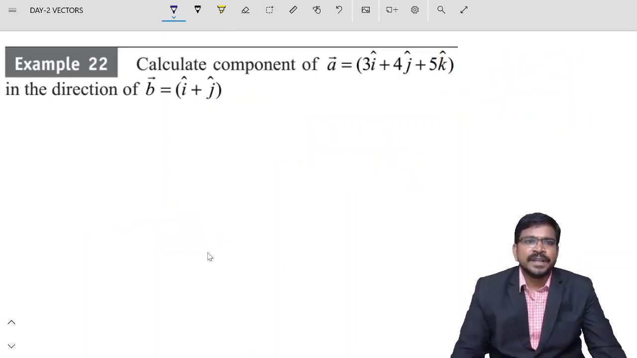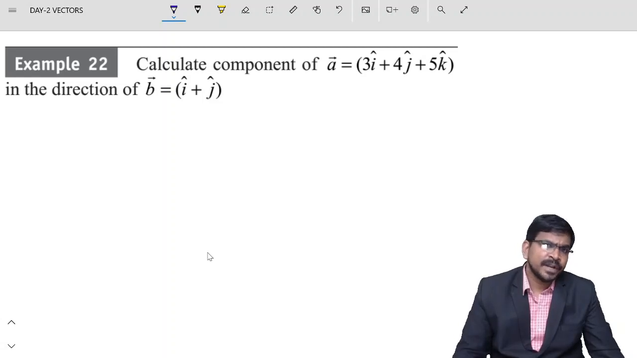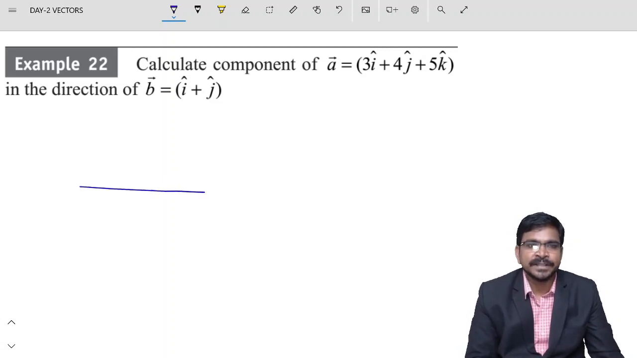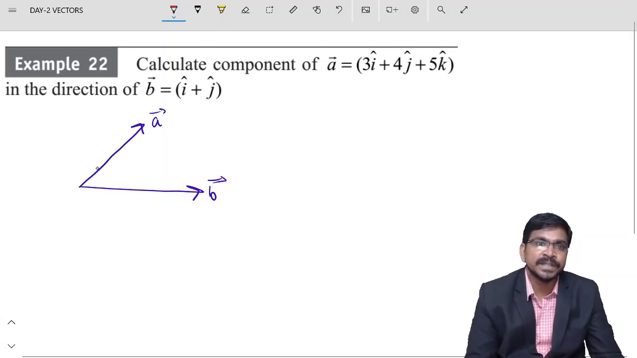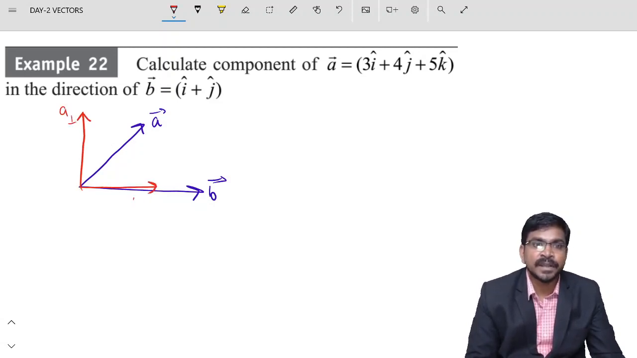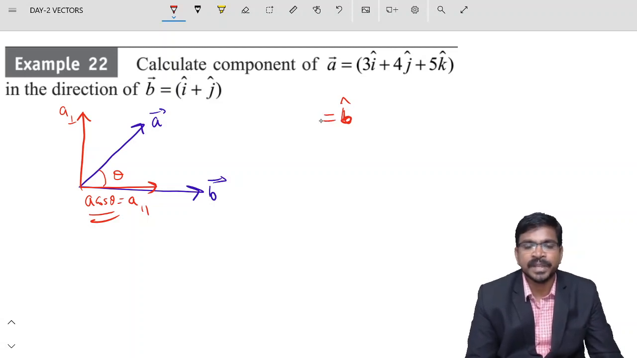Next, calculate component of A along B. Let me take B like this, and let me take A like this. Okay. And component of A along B means what? Let me resolve A into two components. This is A perpendicular, this is A parallel. So if the angle between them is theta, this is A cos theta along B. Along B means what? Direction is B, and magnitude is A cos theta.